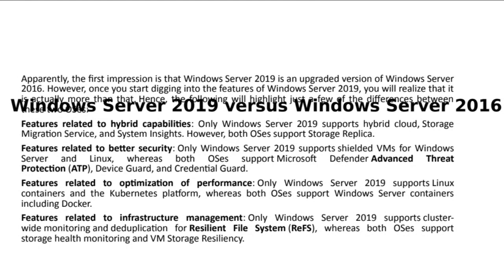So the minimum is this. A 1.4 gigahertz 64-bit processor is a must. You need at least half a gig of RAM, or 2 gigs for the server with Desktop Experience installation option. We will talk about this when we do this in the lab. You need at least 32 gigs on your hard drive or secondary storage, and an Ethernet adapter with at least 1 gigabit throughput.